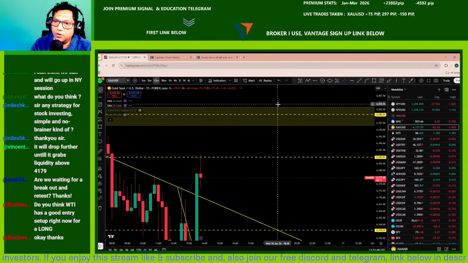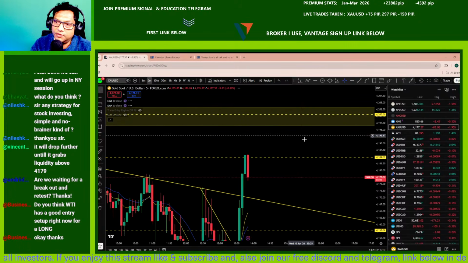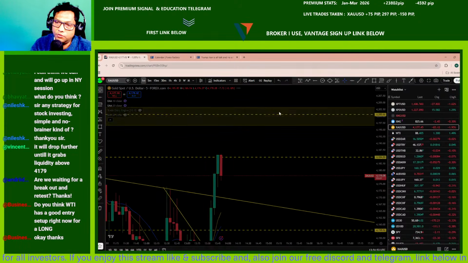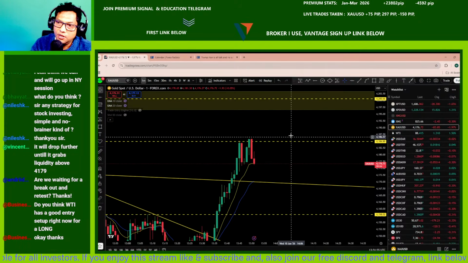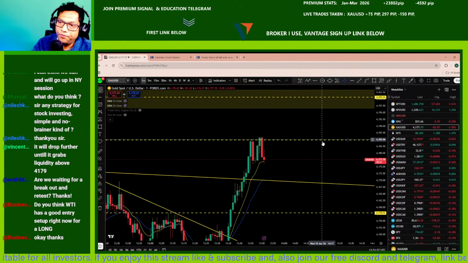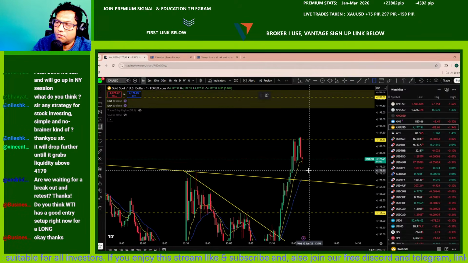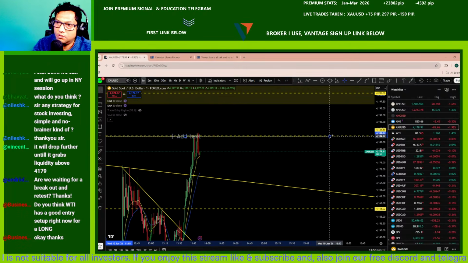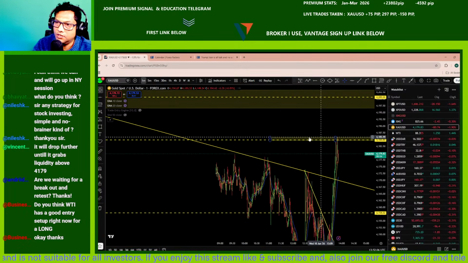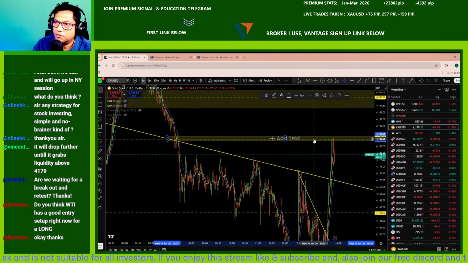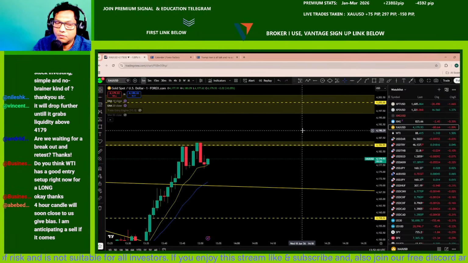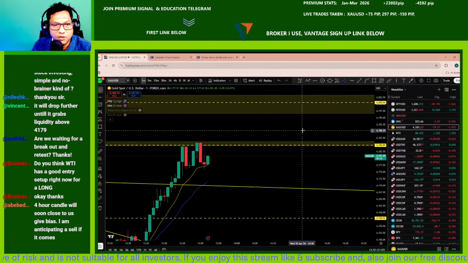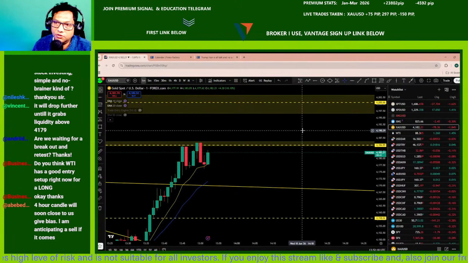Now looking at the trade setup, if we look at it overall, you can see that from this high here, the price action is slowly breaking this low of this level that you can see in this area. Once our candle closes, it will give us bias. I am anticipating a sell if it comes.